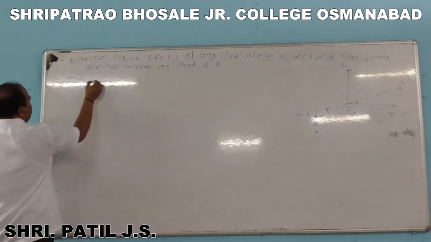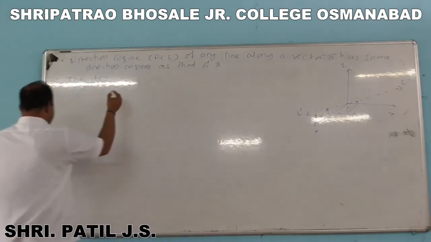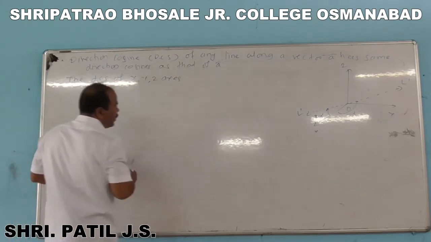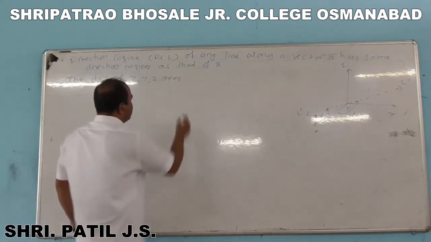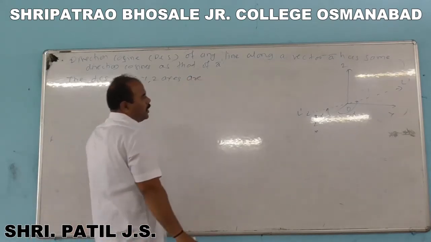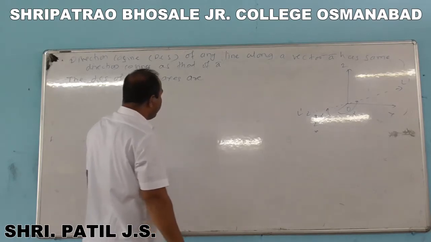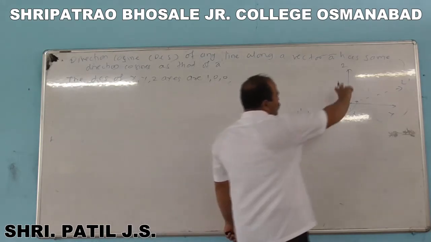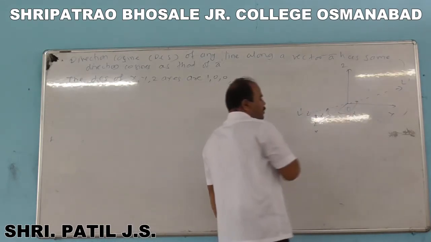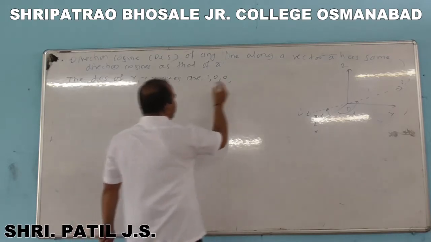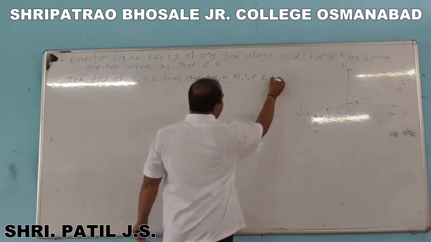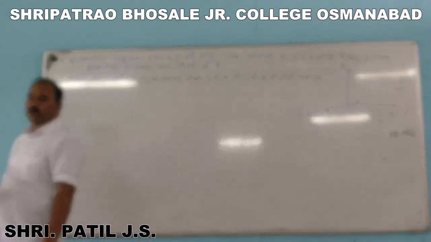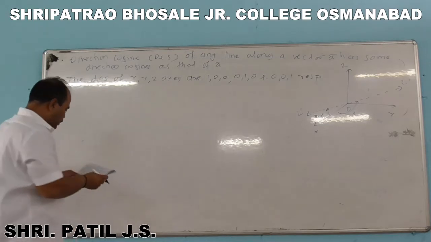The direction cosines of the x, y, z axes are, you know, cos 0 means 1, that means 1, 0, 0. And these two axes are perpendicular, so cos 90 is 0. Second is 0, 1, 0 and third is 0, 0, 1 respectively. These are the direction cosines of the x, y, z axes.